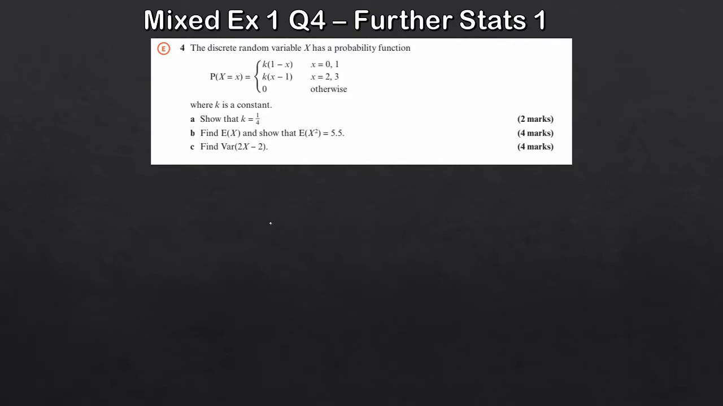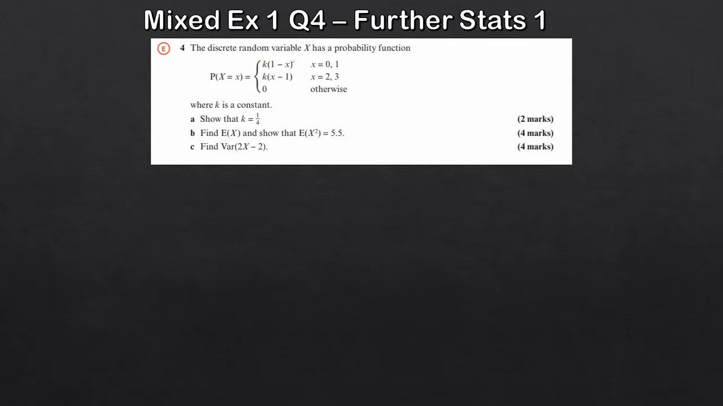So we're given this probability function and we have basically two parts, when x is 0 or 1 or when x is 2 or 3. So the first part asks us to show that k is equal to a quarter. So this is pretty standard. This is something you should probably expect to see a lot with these kind of questions, showing that k is equal to a value. And how do we do that?